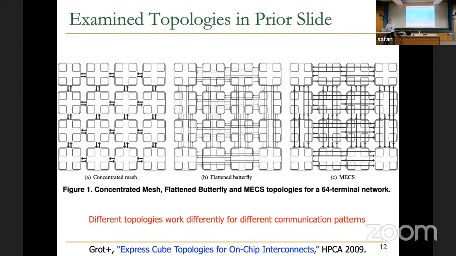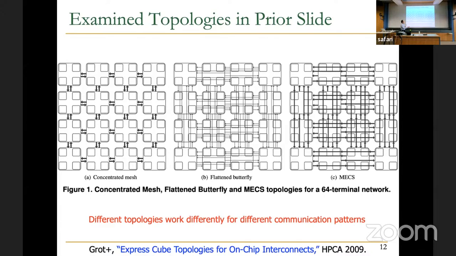Okay, so these are some topologies. Concentrated mesh is like a mesh, but it actually concentrates multiple nodes, multiple different, let's say, cores in a single router. Basically, it's a four-way concentrated mesh. There are four cores injecting into the same router in this particular case. Flattened butterfly looks like this. Multi-drop express channel looks like this.